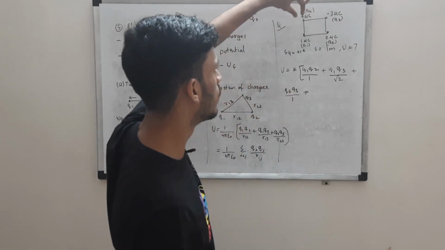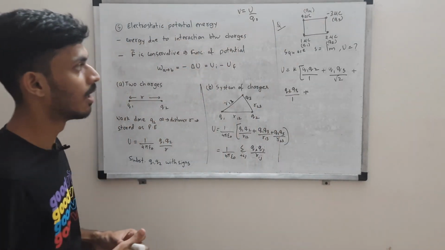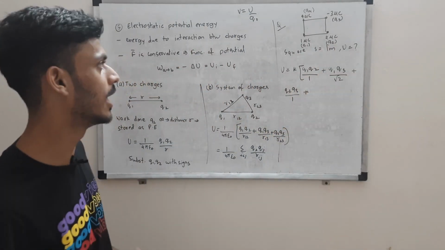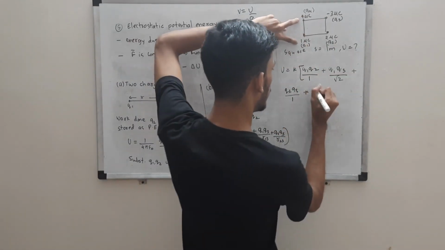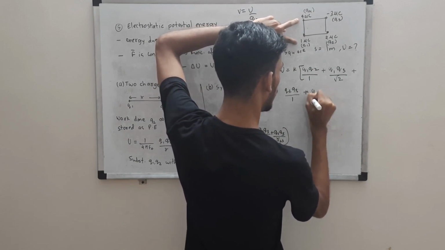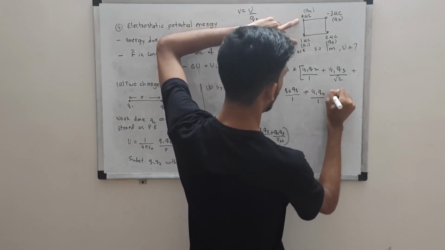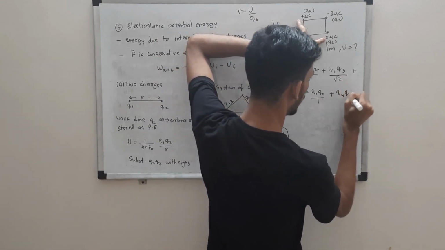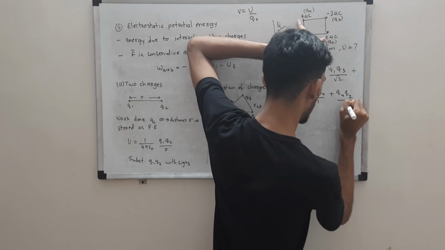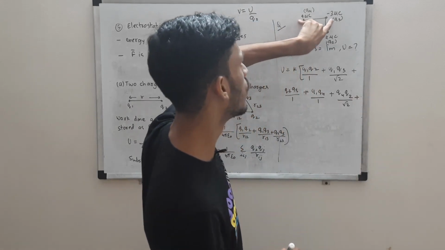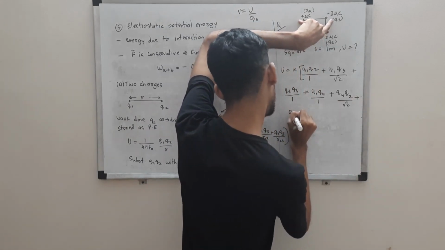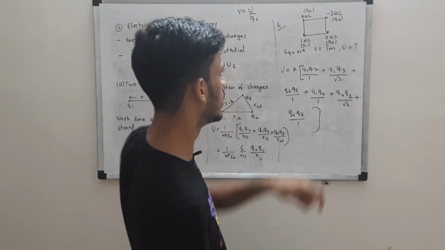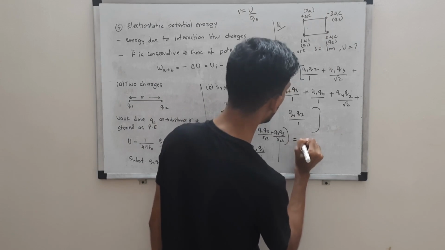Now let us come to q4. When q4 is brought, all the three charges are present, 1, 2, and 3, so you have to account for all the interactions. So q4 is brought, so q1 q4 by the distance, which is 1. Then we have q4 and q2, q4 q2 divided by root 2. Then we have q4 and q3, so q4 q3 divided by 1, right? Distance is 1.